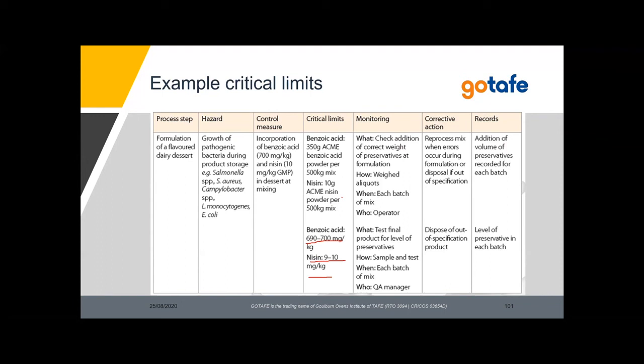For example, you didn't get enough preservatives in there. You probably need to rework those batches, or you have the option to dispose of that. And of course, you have some record for that. So the additional volume of preservatives is to be recorded for each batch. And someone in your organization has to verify the record of that.